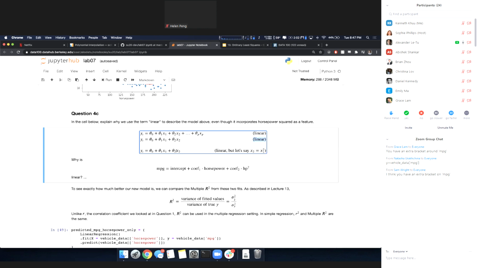It's just now we know something a little more nuanced about what x2 actually is. It just really happens to be the square of x1, but still, if we view this in terms of x1 and x2, it's still linear, right? So that's why this model is still considered a linear regression model.